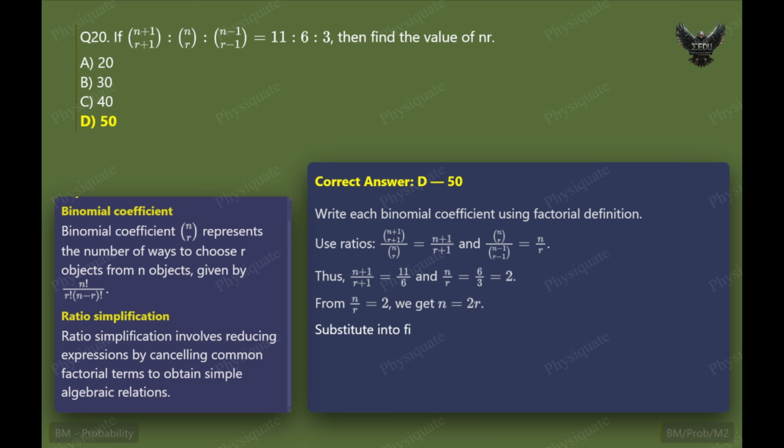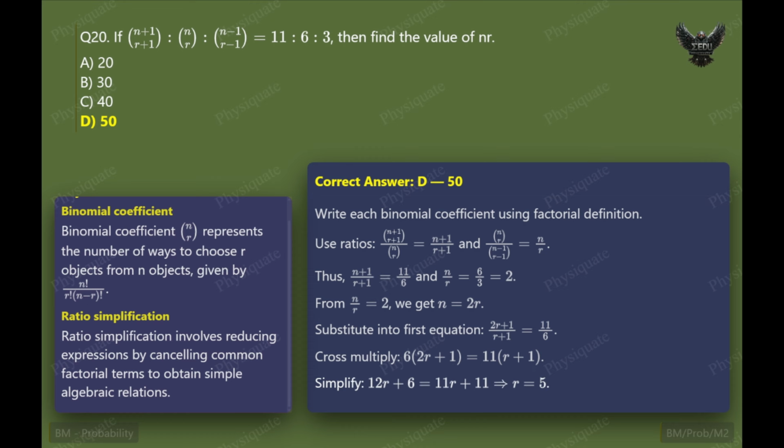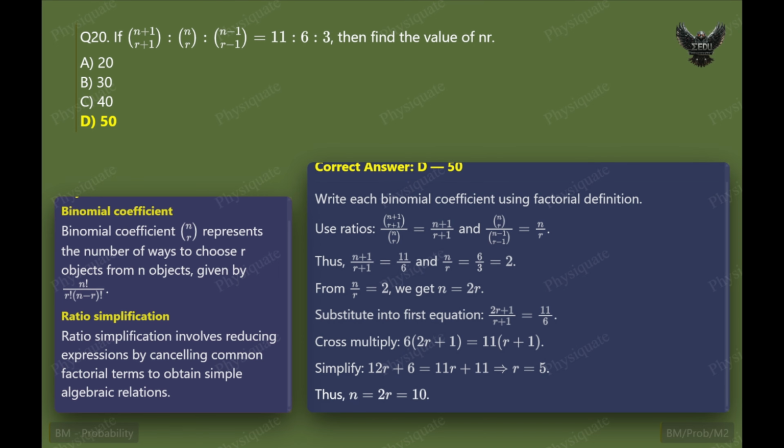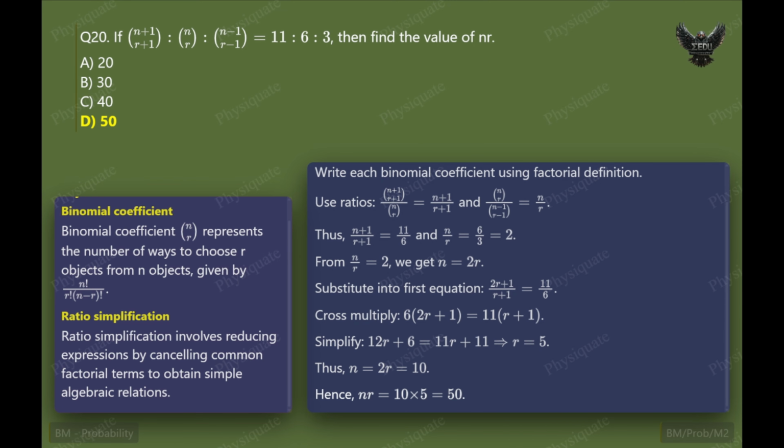Substitute into the first equation: 2r plus 1 divided by r plus 1 equals 11 divided by 6. Cross multiply: 6 times 2r plus 1 equals 11 times r plus 1. Simplify: 12r plus 6 equals 11r plus 11, so r equals 5. Thus, n equals 2r equals 10. Hence, nr equals 10 times 5 equals 50.